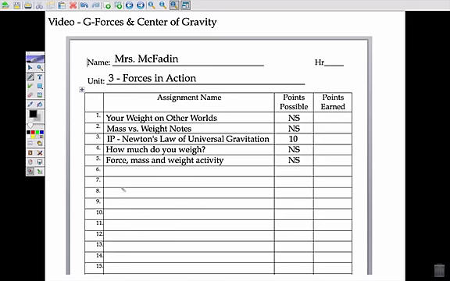So tonight's video is going to focus on G-forces and center of gravity, which has to do with our first learning target in our third unit. And our first learning target is still analyzing the differences between mass and weight.